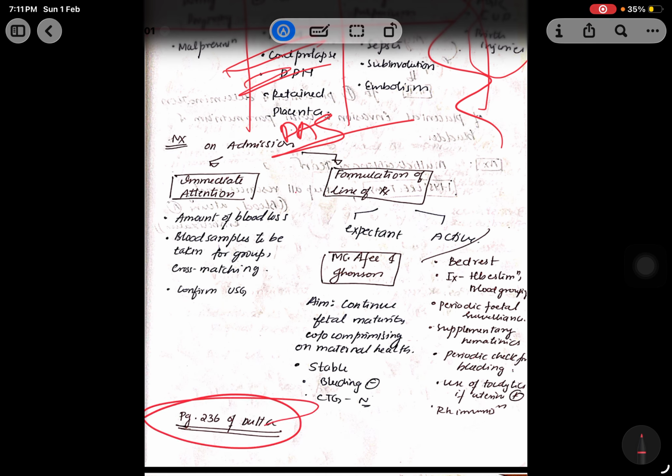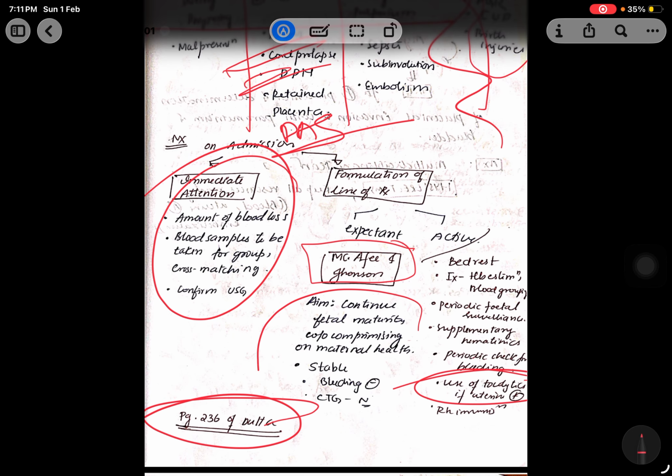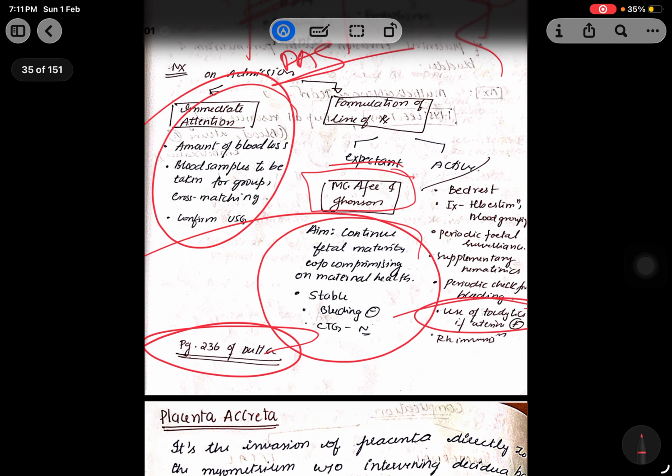So again you have to do cross matching and start infusion of blood, and if it's active, then you have to consider stabilizing the uterus by giving tocolytics and start steroids. And if it's less than 32 weeks, start magnesium sulfate so that you can give neuroprotective action to the baby as well. And if it's not active, then you go with something called Macafee-Johnson's regimen, where you just monitor the fetus and also the maternal health. Okay, this name is important. This itself can come as a 3 mark question.